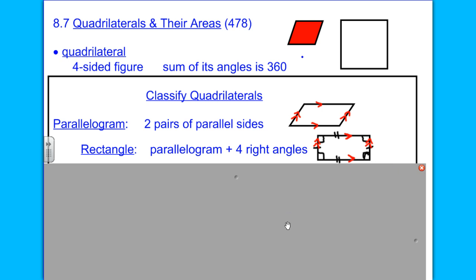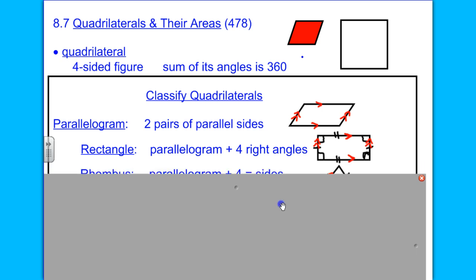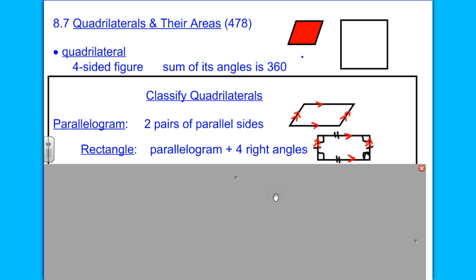And then there's a more particular type of parallelogram that has 4 right angles and all the 4 sides are the same length. So Ronnie, what's that called? Square. A square. That's the more particular. Oops, I'm not on square yet. I'm actually on rhombus. So before we go to square, can you tell me what a rhombus is? It's like a square.